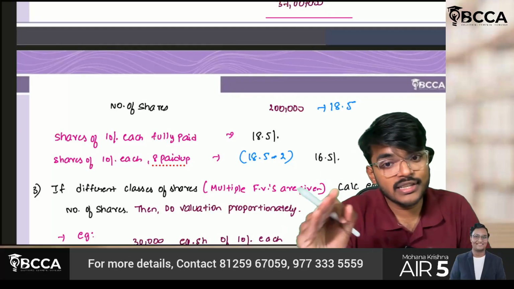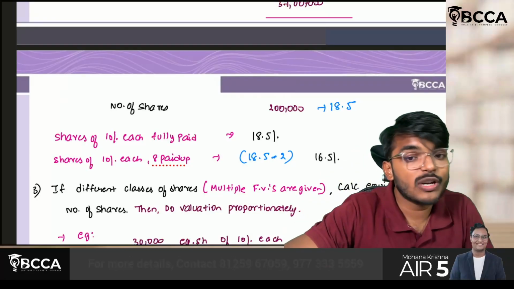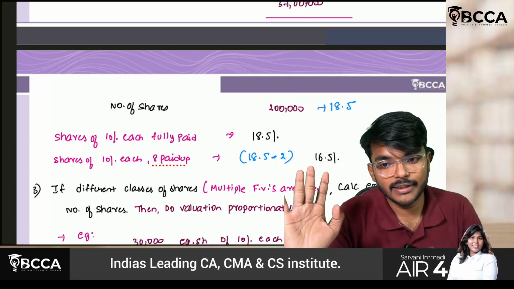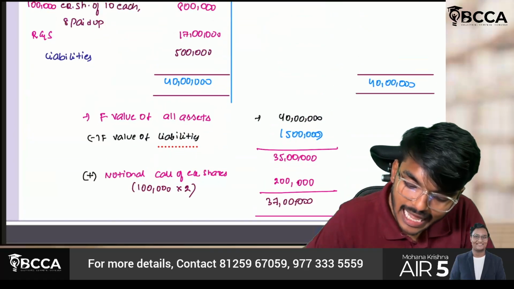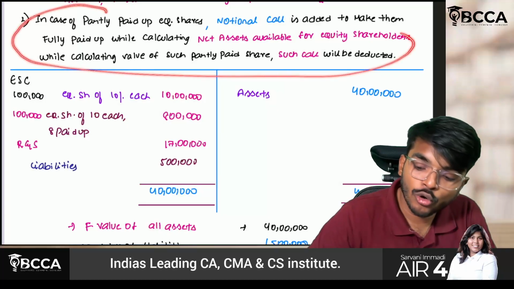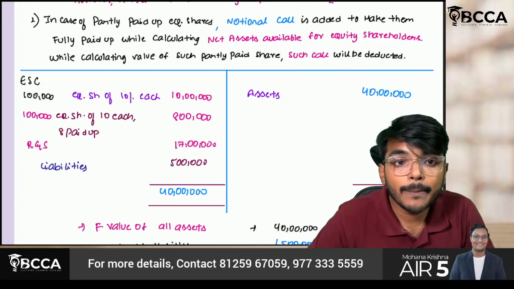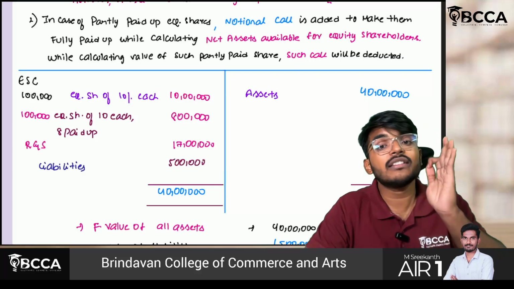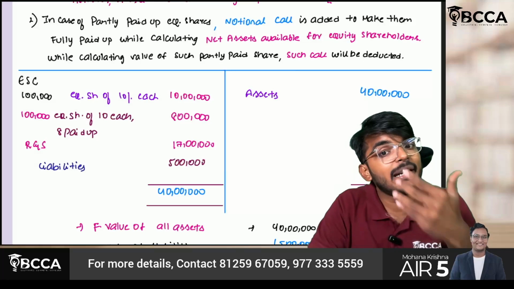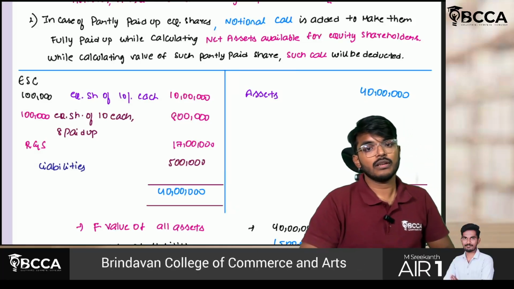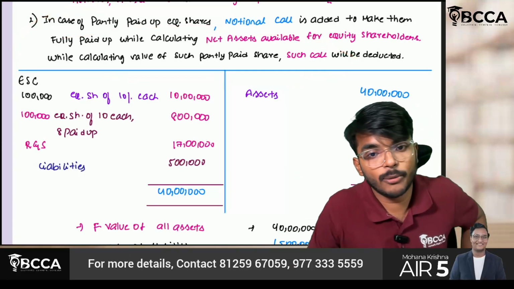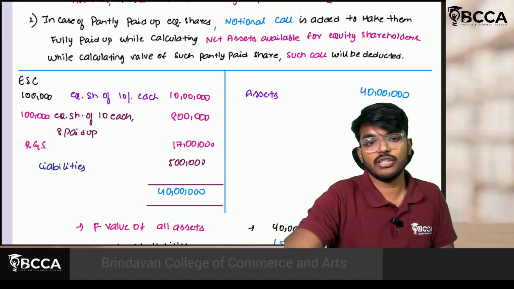Guys, watch this once more. After completion of this session, still if you have any doubts, you have to watch this once again. Every doubt will be clarified, but have you understood this point or not? In case of partly paid up equity shares, notional call will be added to make them fully paid while calculating the net assets available for the equity shareholders. While calculating the value of such partly paid share, such call will be deducted. Okay? Yes, sir. So this point is pretty clear. This point has been given in a number of examples, so you should get complete clarity with respect to this point.